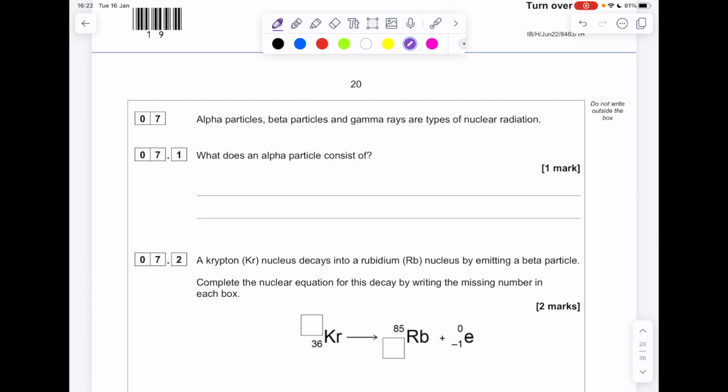Alpha particles, beta particles, and gamma rays are types of nuclear radiation. What does an alpha particle consist of? Well, it is a helium nucleus. Use your periodic table. It's made up of 2 protons and 2 neutrons. You could also get the mark for saying it's a helium nucleus.